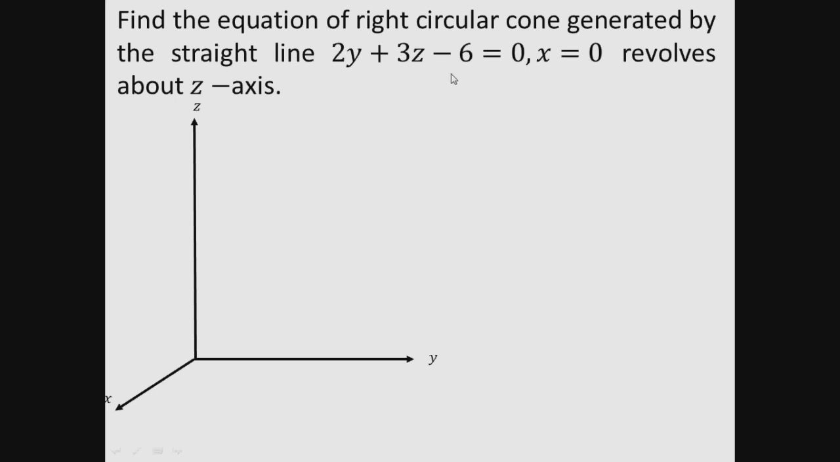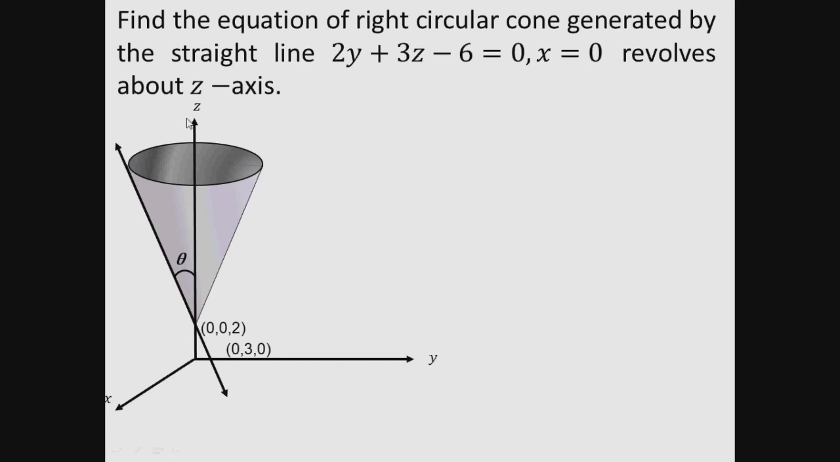So for finding the 2 points, put z equal to 0, that gives us y is equal to 3. So 0, 3, 0 is 1 point, and put y equal to 0, that gives us z equal to 2. So 0, 0, 2 is another point. Now draw the line passing through these 2 points, and if we revolve this about z axis, this 0, 0, 2 becomes the vertex of that cone, and z axis becomes the axis of that right circular cone, and the angle between these two, that is theta, is nothing but the semi-vertical angle.